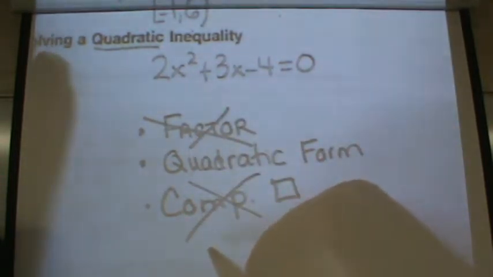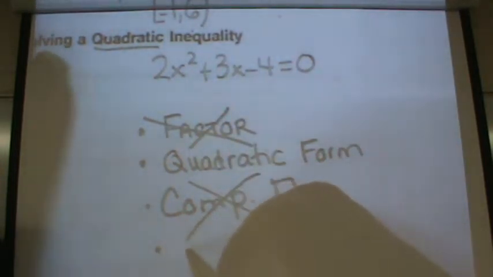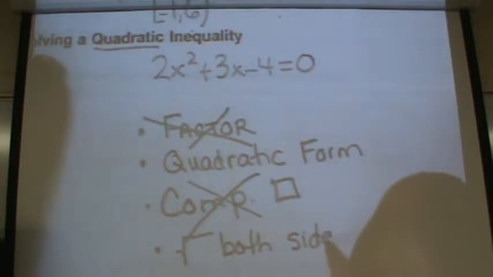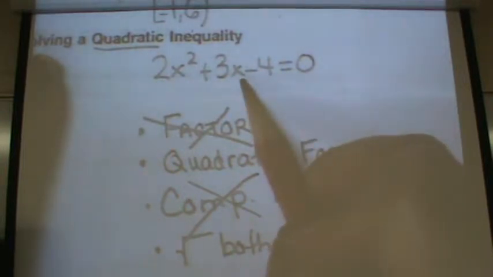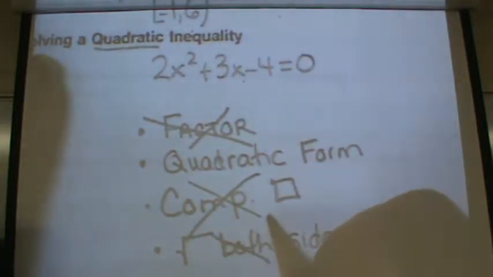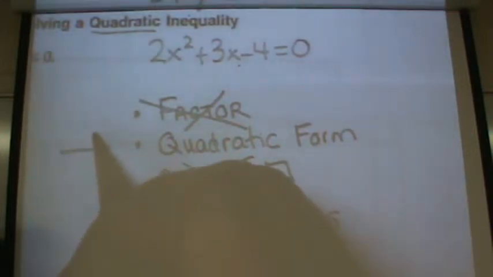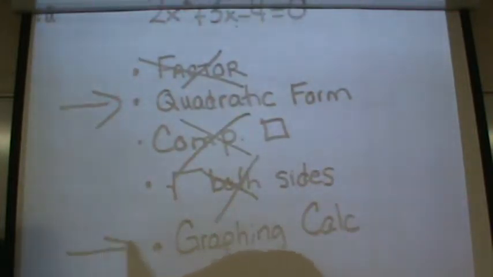How about the one where you take the square root of both sides? Can we perform that on this one right off the bat? No. Why not? Because it has an x, a middle term. Can't do that. So there was another way, and I'm going to show you. Graphing calculator. So these are our 2 options, only when using the quadratic formula or graphing calculator. I'm going to show you both.